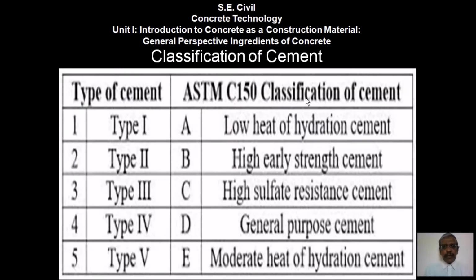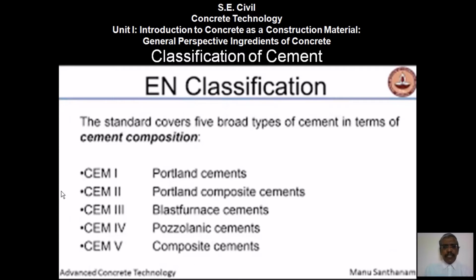Then we will see the classification of the cement. It is classified by the ASTM. Type 1 general purpose cement, type 2 moderate heat of hydration cement, type 3 high early strength cement, type 4 low heat of hydration cement, type 5 sulfate resisting cement. As per the European standard, it is classified as CEM 1 Portland cement, CEM 2 Portland composite cement, CEM 3 blast furnace cement, CEM 4 pozzolanic cement, CEM 5 composite cement.